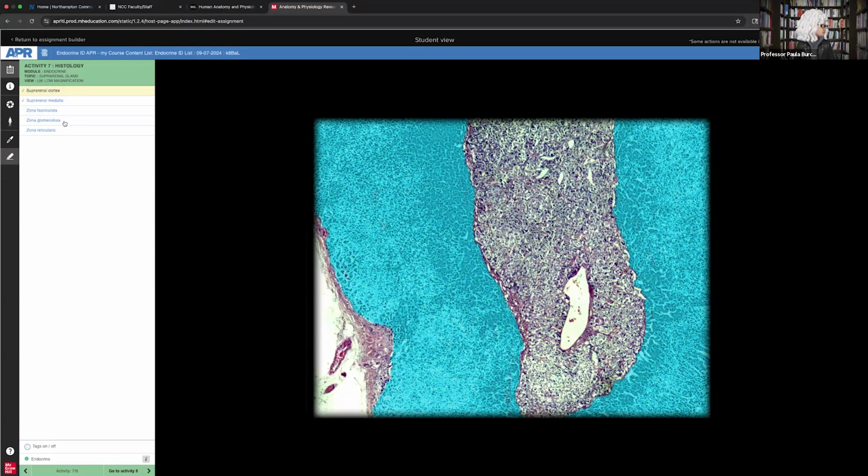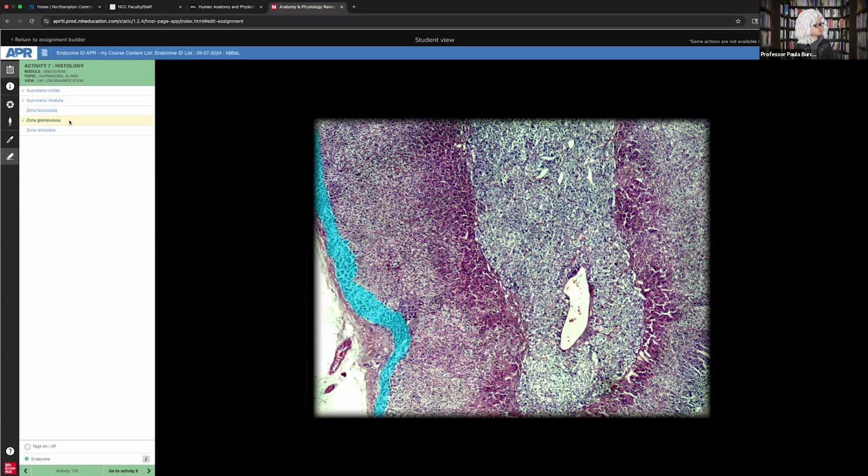We're going to start with the outermost zone, which is the glomerulosa. It is right underneath the capsule. Here's the capsule. The middle zone is the fasciculata. It will be the largest zone, and then adjacent to the adrenal medulla is the innermost zone. This is the zona reticularis. So zona glomerulosa, fasciculata, and reticularis. Again, go to the eye icon to see what hormones are released by each one.